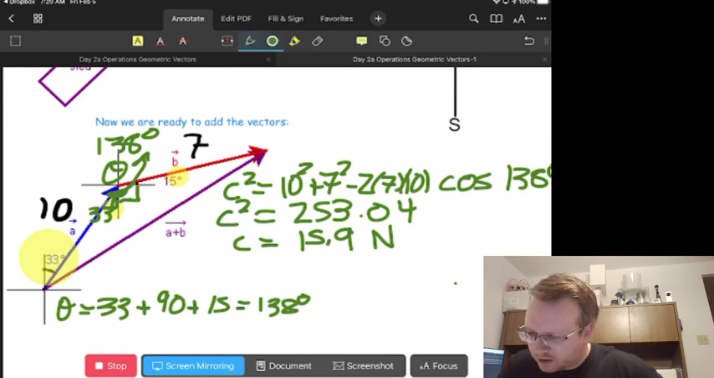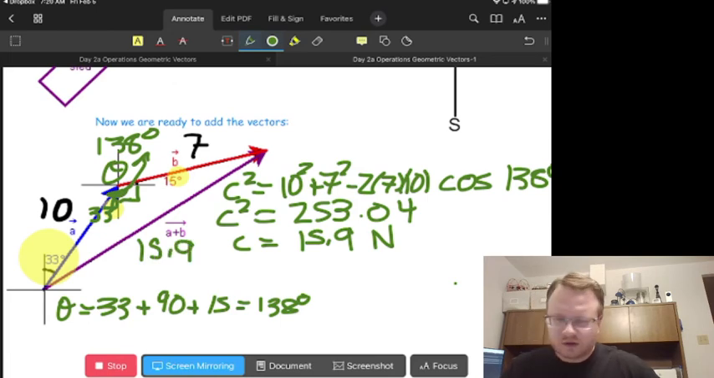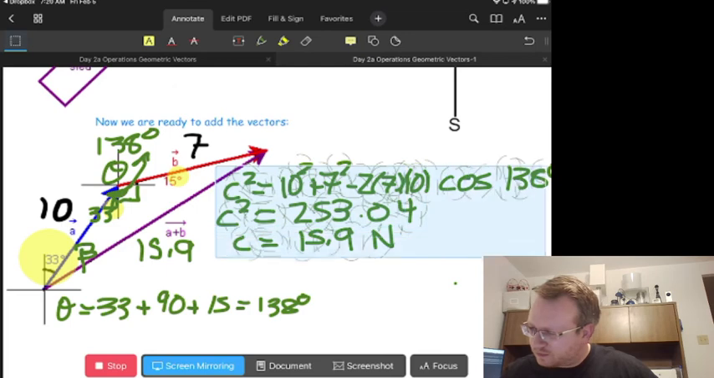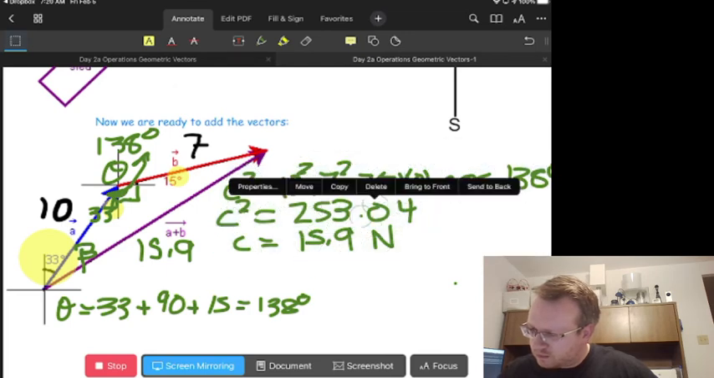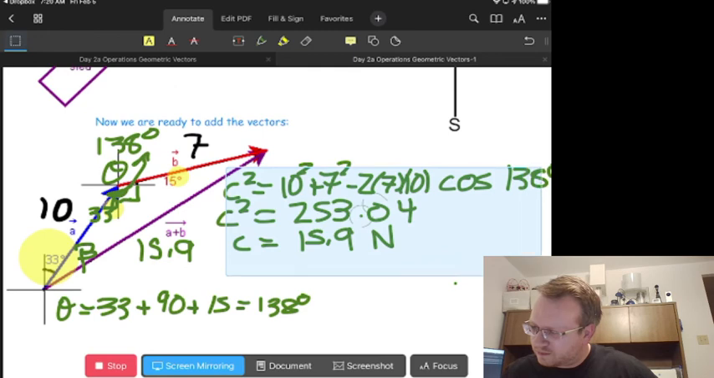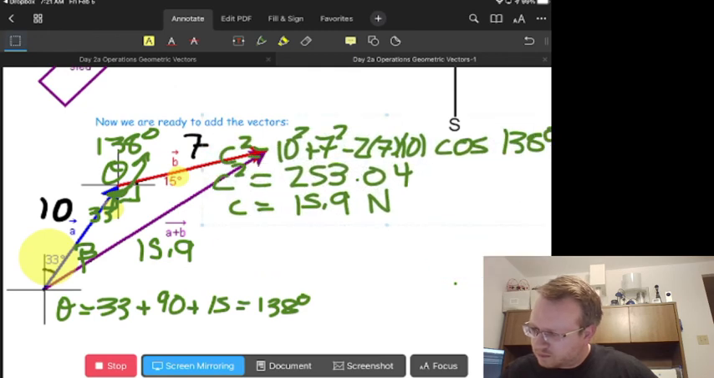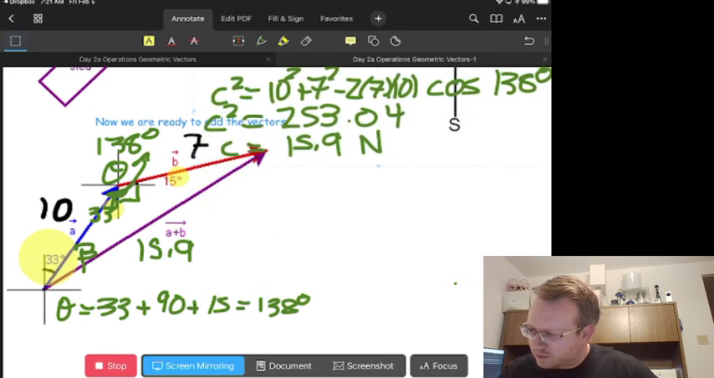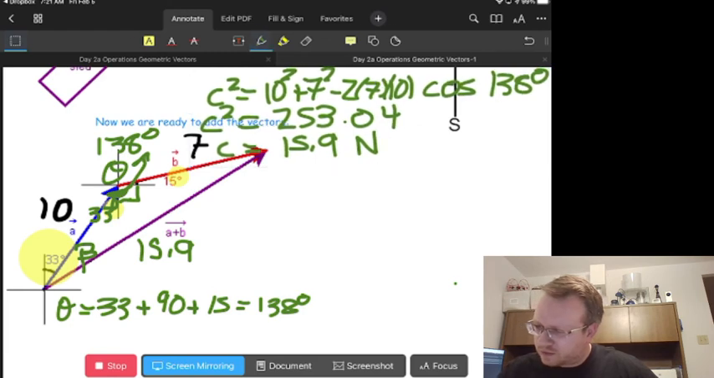So I'm going to relabel my triangle here. This has a length of 15.9. So now I know corresponding sides and corresponding angles. Basically, we're going to find this missing angle here. We'll just call it beta. So let's use, and I'll move our other writing here out of the way. We'll just slide that up to give us room to work.